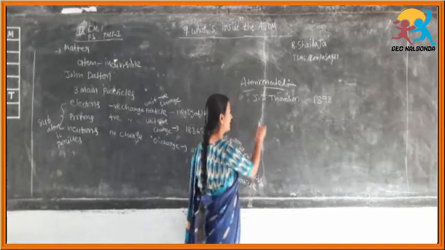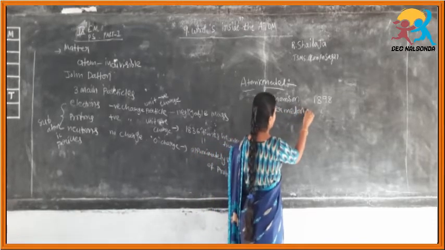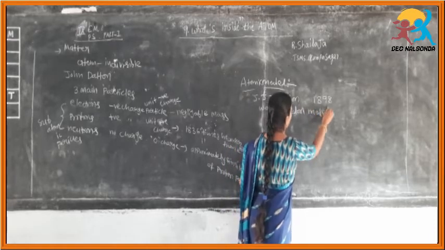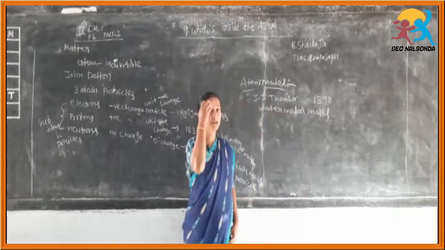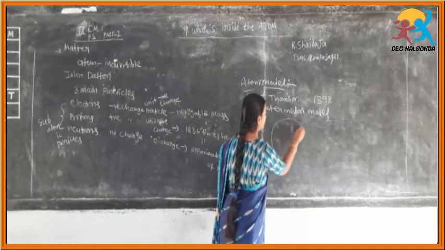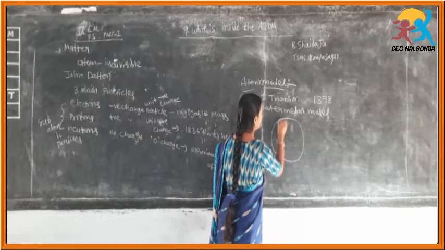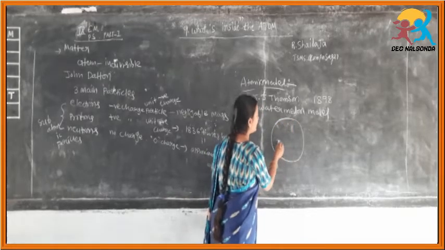The J.J. Thomson atomic model is also called the watermelon model. Here, all atoms are spherical in shape.